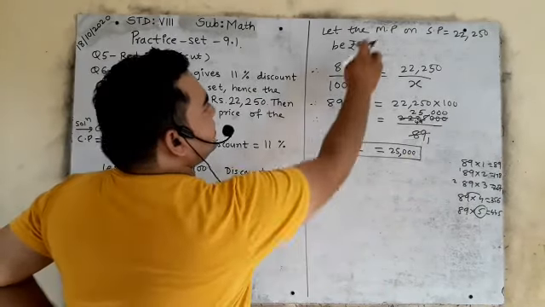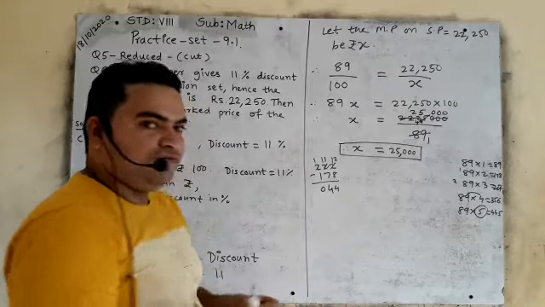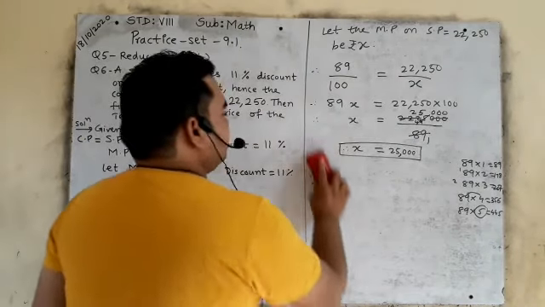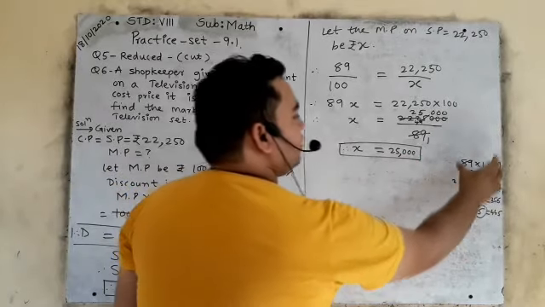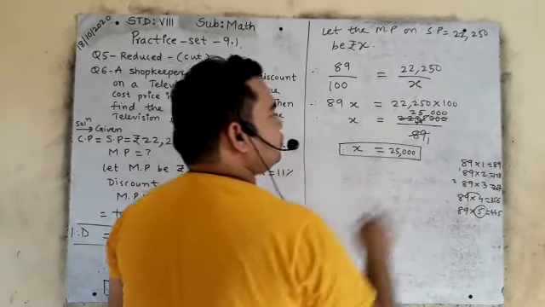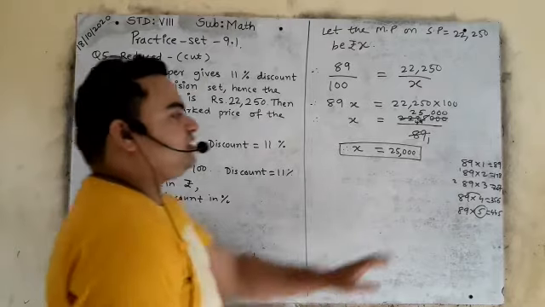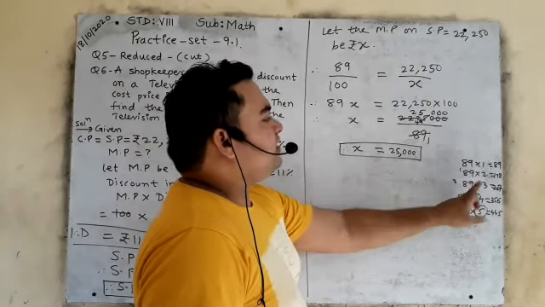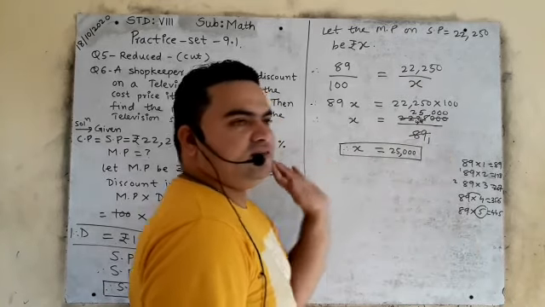25,000. What is x? It is the mark price. I hope you understood how to solve this. It is very much easy. You don't know the 89 table, so you have to write alongside and then solve. You have done this kind of questions in 5th standard and as well as in 6th standard. You know how to write the 89 table and you have to divide it.